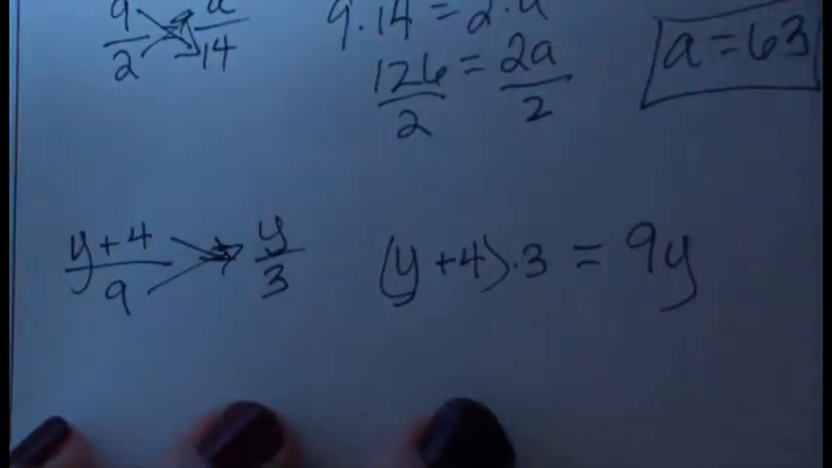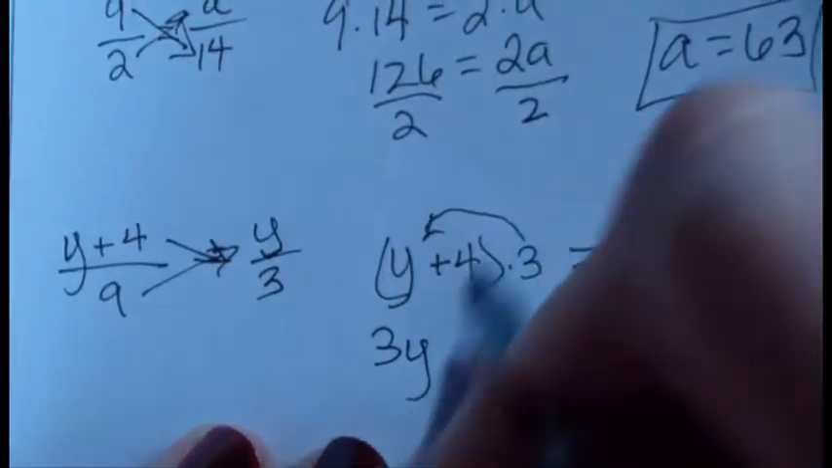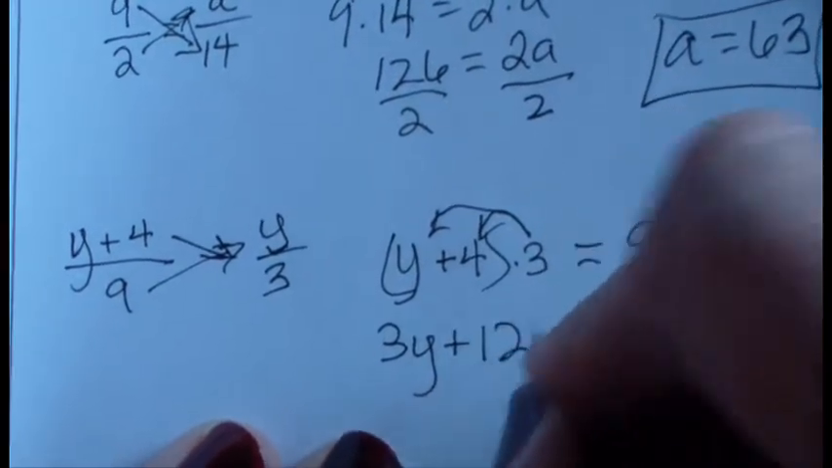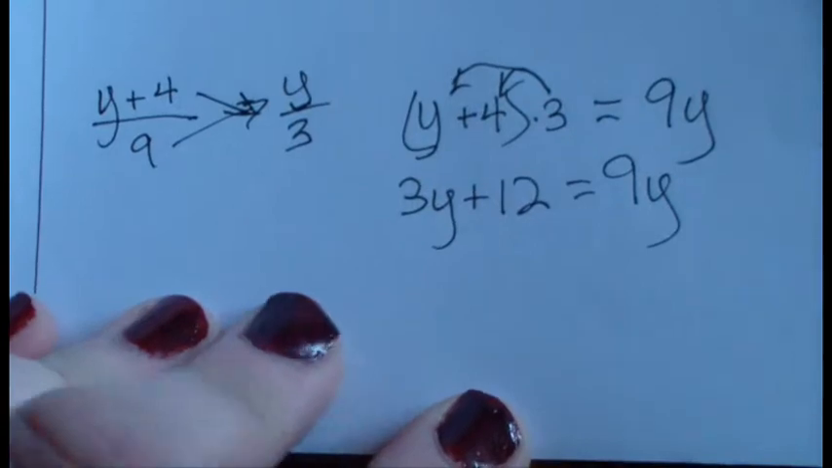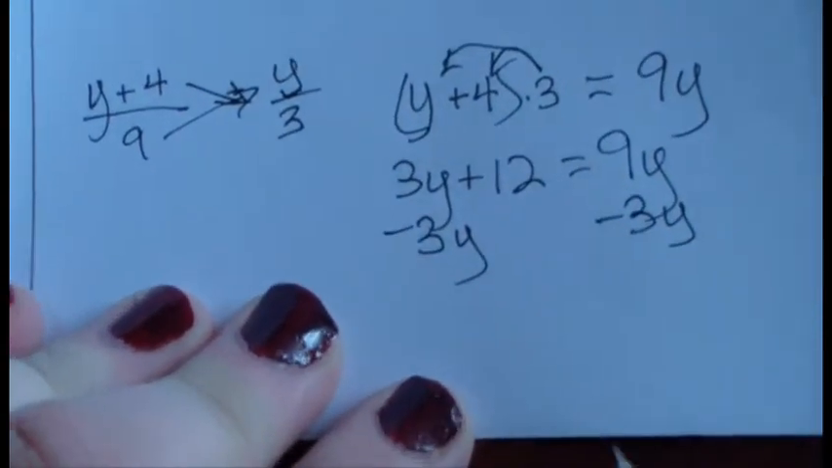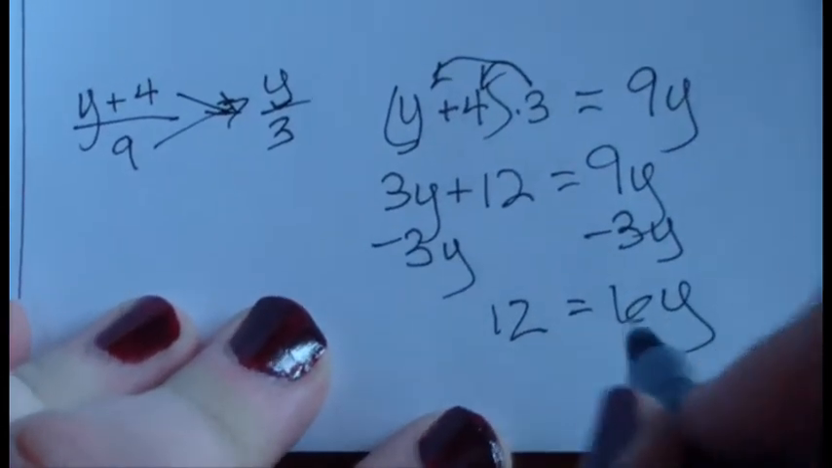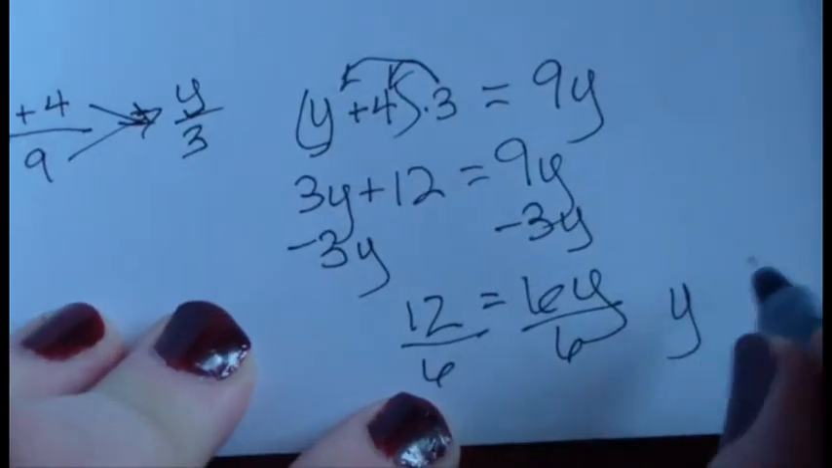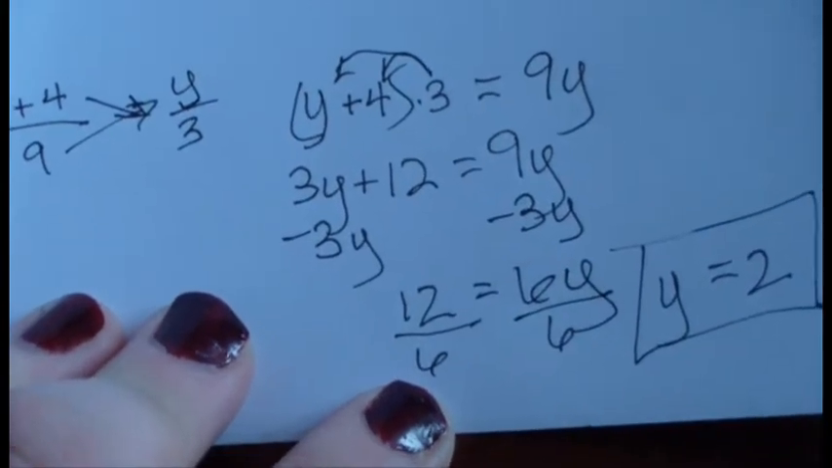So distribute. Y times 3, 3y. 3 times 4 is 12. Equals 9y. We want to get our like terms together, so let's subtract our 3y over to this side. So 12 is equal to 6y. Divide both sides by 6, and y is equal to 2.